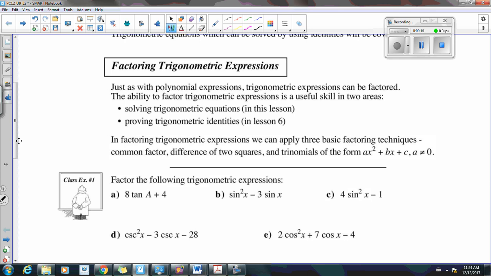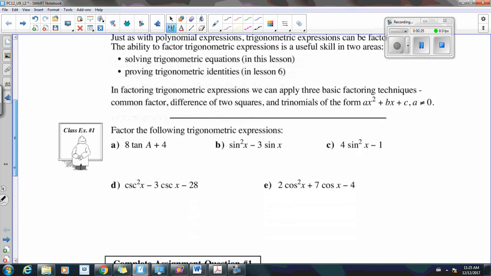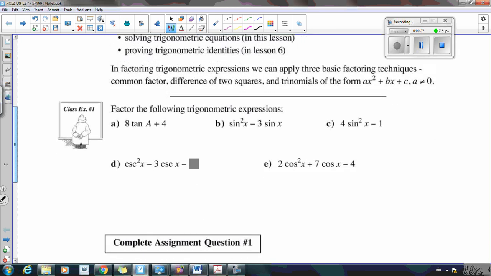Factoring trigonometric expressions is the same as factoring anything else. It just looks different because there are trigonometric expressions in there. So for a, we have 8 tan a plus 4. The only thing in common between these two is a factor of 4. So we can factor that out, put it out front, divide each term by 4. That gives us 2 tan a plus 1. That would be the factored form of that one.